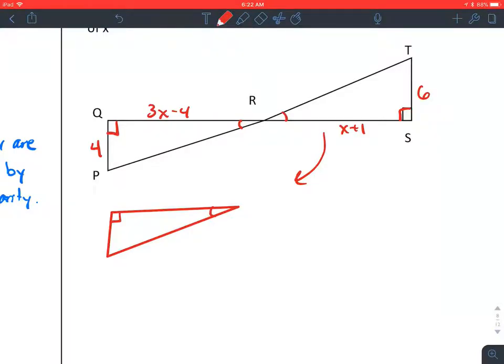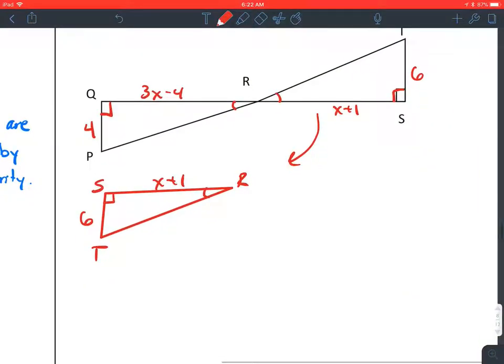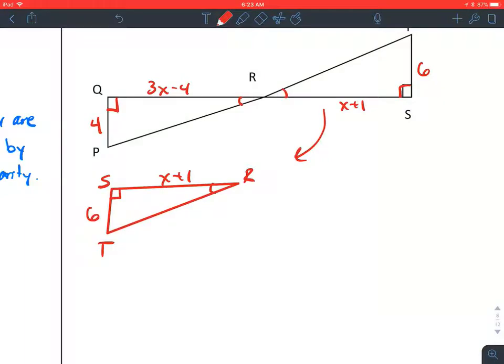We got a 90 here, we got a 1 arc here. The 90 was S, the 1 arc was R, the unmarked angle was T. Translate the information. TS is 6, SR is x plus 1. Since these are similar, corresponding sides are proportional. 4 is to 6 as 3x minus 4 is to x plus 1.